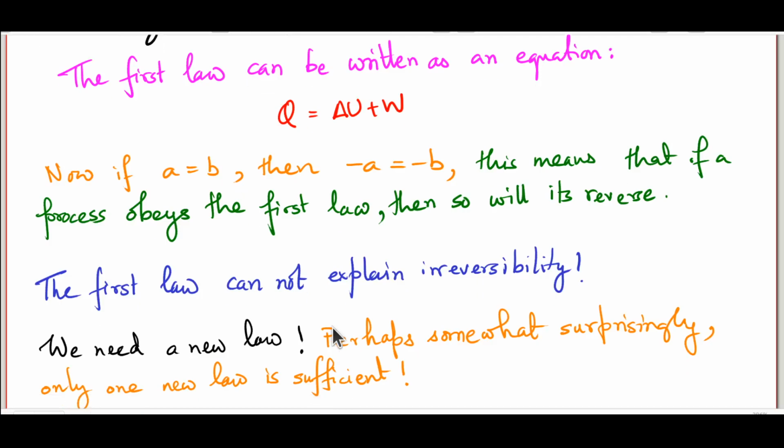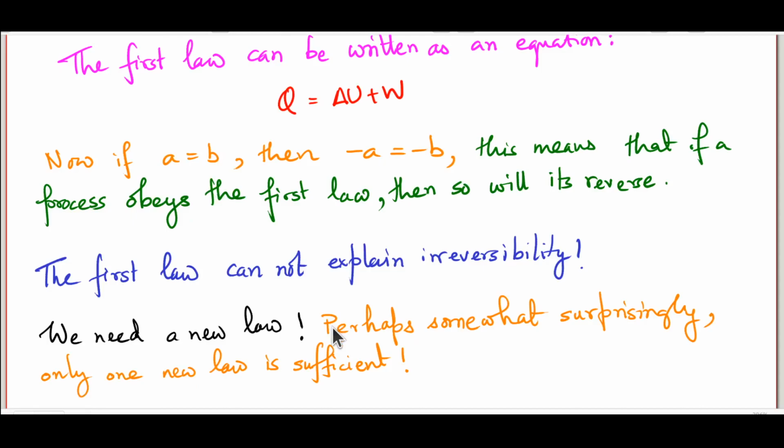We need a new law. But will only one new law do? After all, we saw many different examples of irreversibility above, and in fact there could be many more. Perhaps somewhat surprisingly, only one new law is sufficient to explain all of them. So all of these irreversibilities are actually at their heart just one irreversibility. If you could reverse any of these processes stated above, you could actually reverse all of them. The fact that any one of them cannot be reversed is actually equivalent to saying that all of them cannot be reversed.